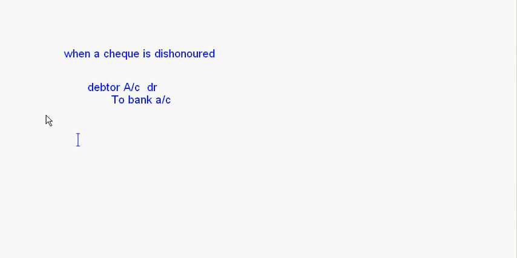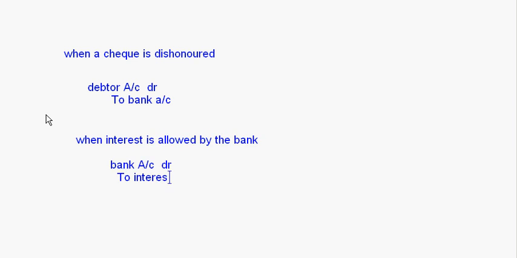Now, when interest is allowed by the bank, then it is bank account debit, bank is giving the interest, to interest received account, which is an income for us, right?